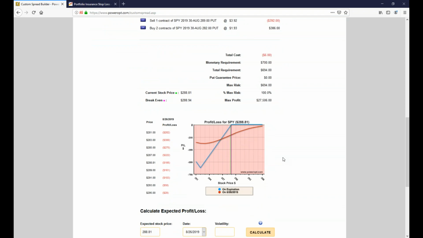Now, this isn't a great example. Why isn't this a great example? Because what we're missing here, and I should probably increase this, is there is a break even at 288.94, but there's also a very low break even here. This would continue to go this direction. So the profit is really a bearish position.